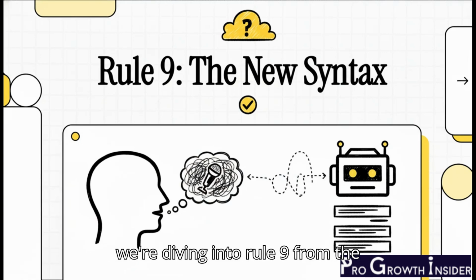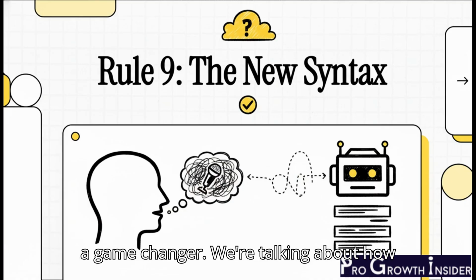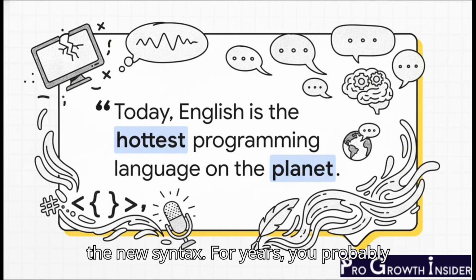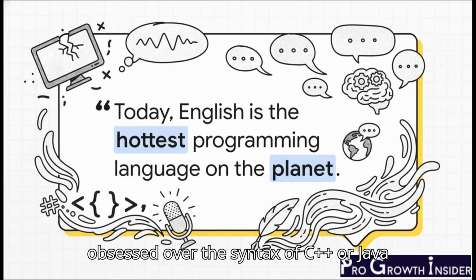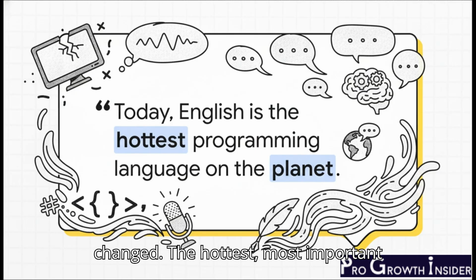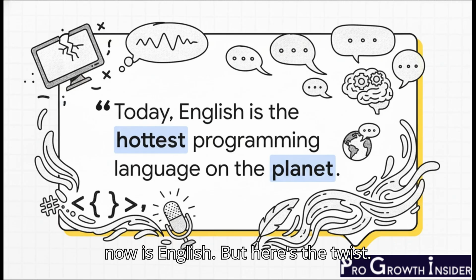Today we're diving into Rule 9 from the incredible book Code Like a Pro, and it's a game changer. We're talking about how you talk to your AI, because that is the new syntax. For years, you probably obsessed over the syntax of C++ or Java or Python. Well, that whole game has changed. The hottest, most important programming language on the planet right now is English.